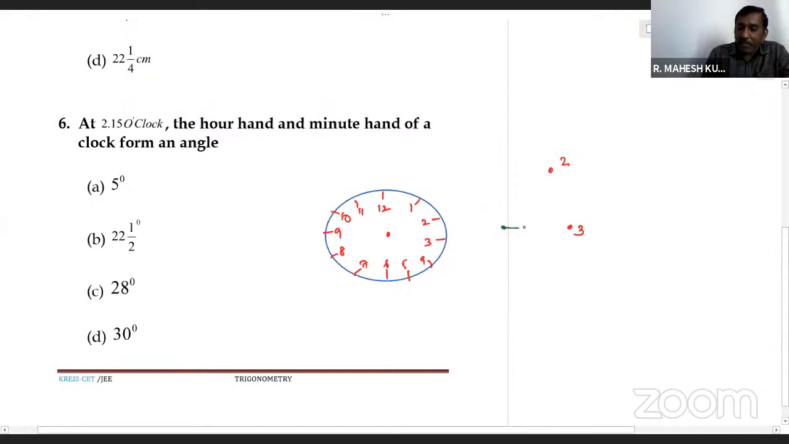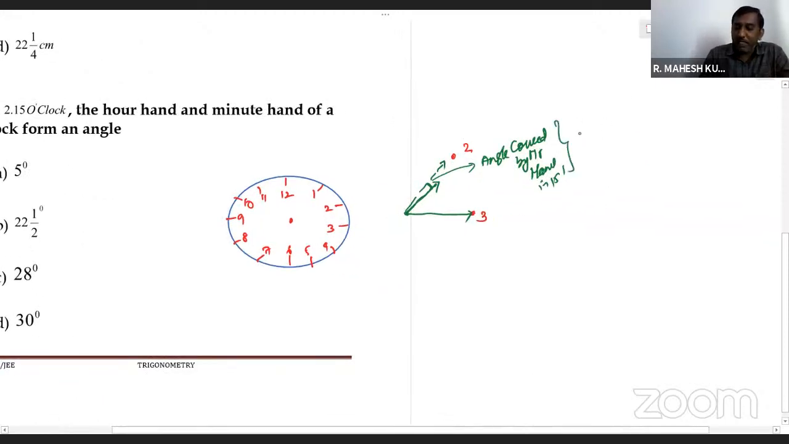Where will the minute hand be? Minute hand will be exactly at 3. Hour hand will be, so it is 15 minutes more than that 2. So what I do here, I'm going to take it exactly to 2 first. So that means you are just taking extra this angle, which is the angle covered by the hour hand in 15 minutes. How much does the hour hand cover in 15 minutes?